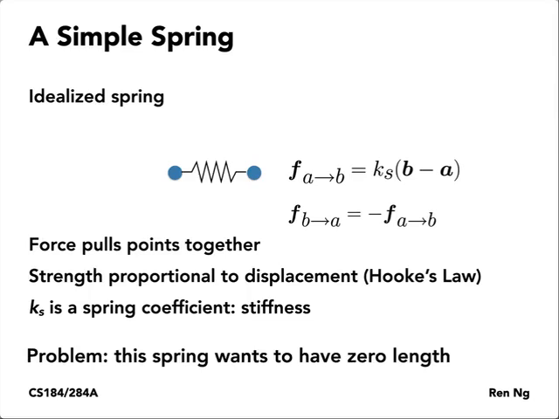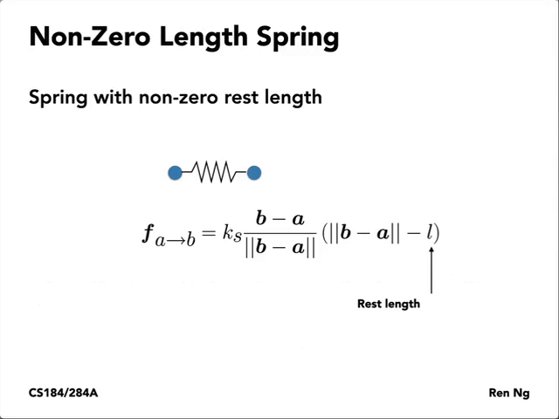One limitation of this really simple spring model is that this spring wants to have a zero length, as you can see here. So the force from A to B is k sub s times the gap. So if there's any gap, B minus A, this model would exert a force that wants to move them closer together. And the only time the force completely goes away is if they're at the same location, particles A and B, that is. Here's a model for a non-zero length spring. It's not that much more complicated conceptually, but the equation gets a little bit more involved. Let's take a look at it. So in this case, this is a spring with a non-zero rest length.